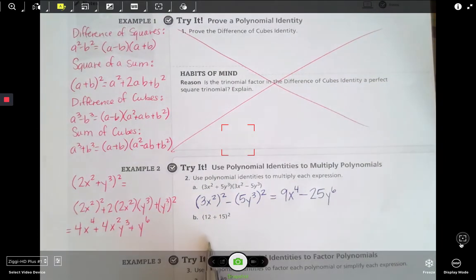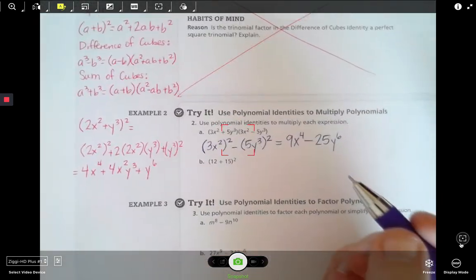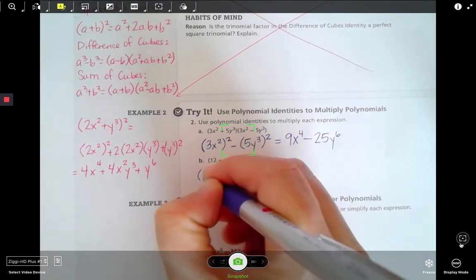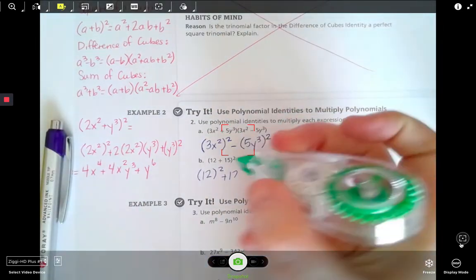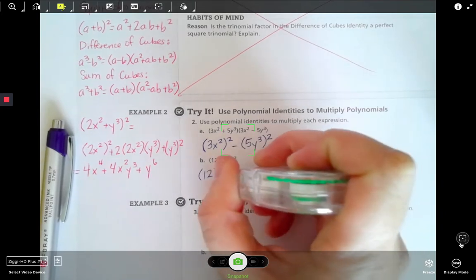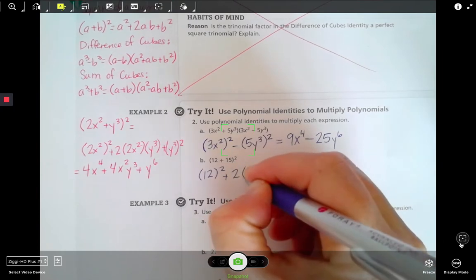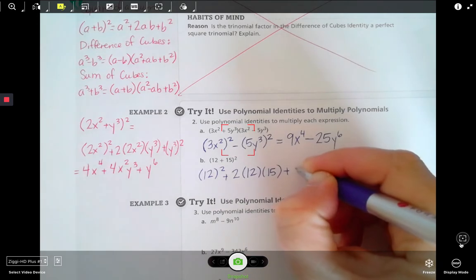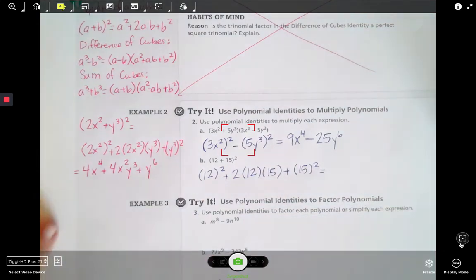Alright, this one looks like the square of a sum because it's got an addition sign raised to the second power. I know we could probably just put it in our calculator as it is, but they want us to look at these formulas. So a is 12. So I've got 12 squared plus 2. Oops, that should be 2 times 12, not just 12. So 2 times a times b plus b squared, so plus 15 squared, and we're going to simplify that by using our calculator.